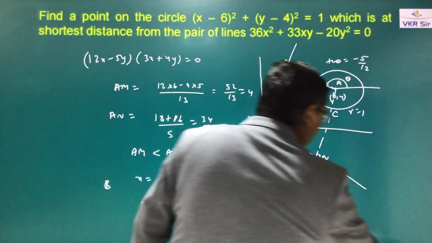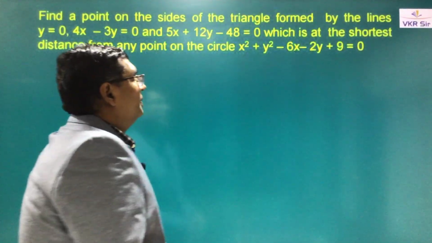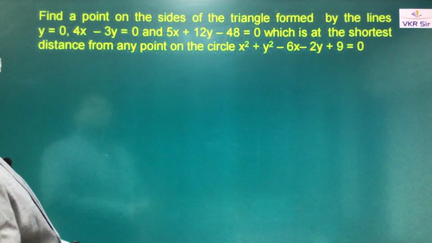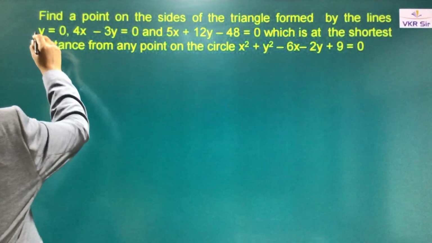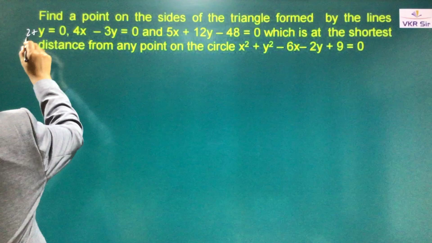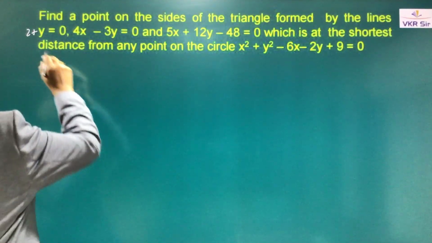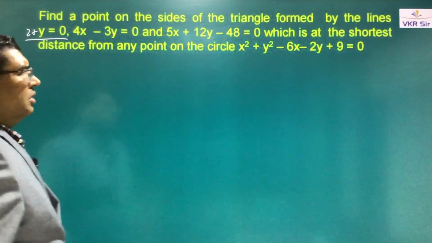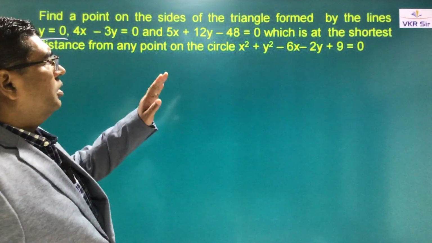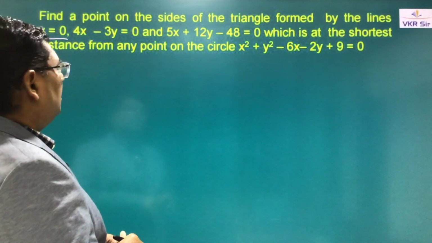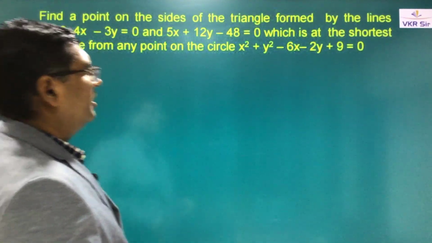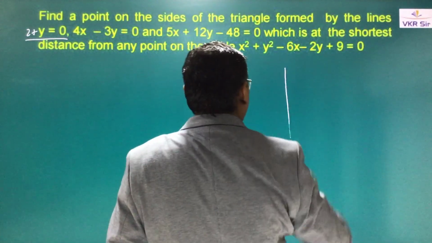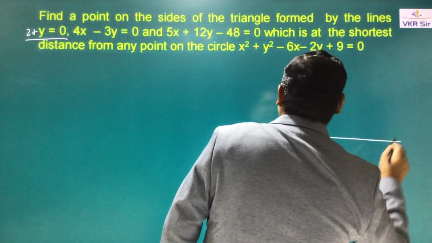Let us see another example. Find a point on the sides of the triangle formed by the lines. Now this line has got some problem. We have this line, y plus 2 equal to 0. There should be a correction here. So we have these three lines which are forming a triangle, and we have to find the shortest distance from this circle. So let's draw the lines first so as to understand where is the triangle.